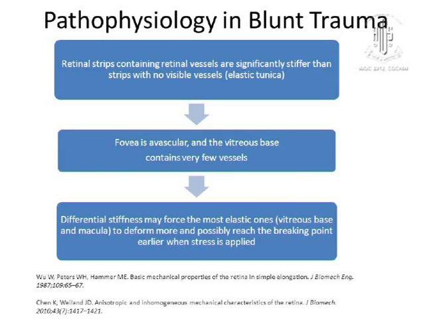Coming to pathophysiology in blunt trauma, Wu and Peters et al. way back in 1987 had described that retinal strips containing retinal vessels are significantly stiffer than strips that have no vessels. That means they do not have an elastic tunica. The fovea is avascular and the vitreous base contains very few vessels, which creates a differential stiffness, which forces the most elastic ones, that is the vitreous base and macula, to deform more and possibly reach the breaking point earlier when stress is applied. Thus, generally traumatic breaks are seen near the ora, or you may get a traumatic macular hole.